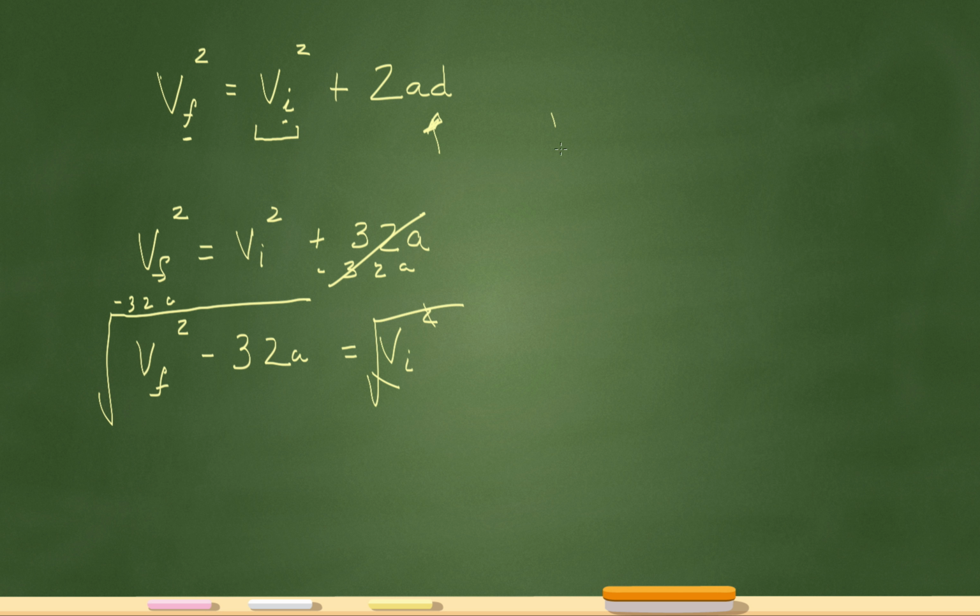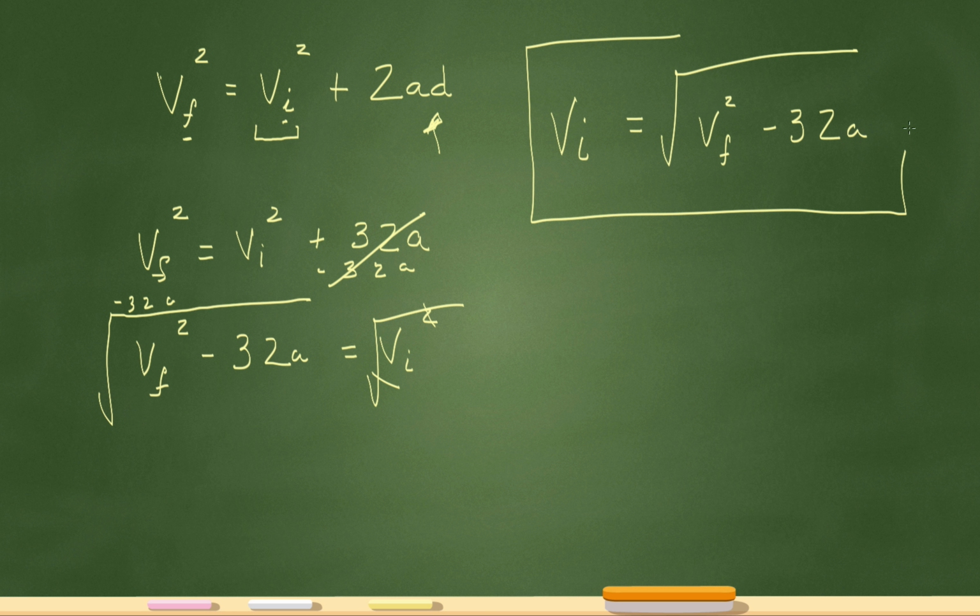So you're left with, I'm going to write it up here, just vi equals the square root of the final velocity squared, minus 32a, which is the answer. And that looks like it's answer choice C.